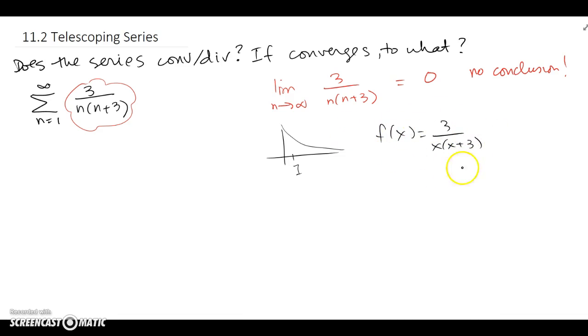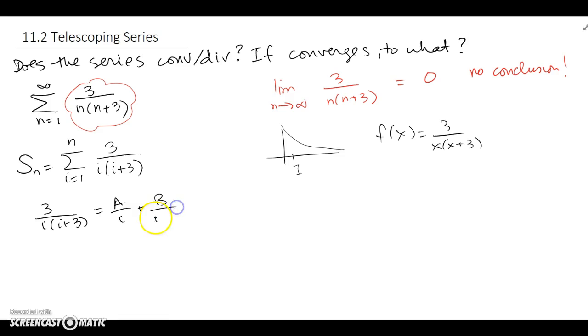However, in the process of doing that improper integral, you're going to have to do a PFD, partial fraction decomposition, on this anyway. So might as well analyze the partial sums to see if that helps me get a closed form for the partial sum. So S sub n will be the sum from i equals 1 to n of 3 over i times (i plus 3). So we're going to look at 3 over i(i plus 3) and do a partial fraction decomposition on it. Again, even if you went the integral test route, you would have to do that anyway to evaluate that integral.